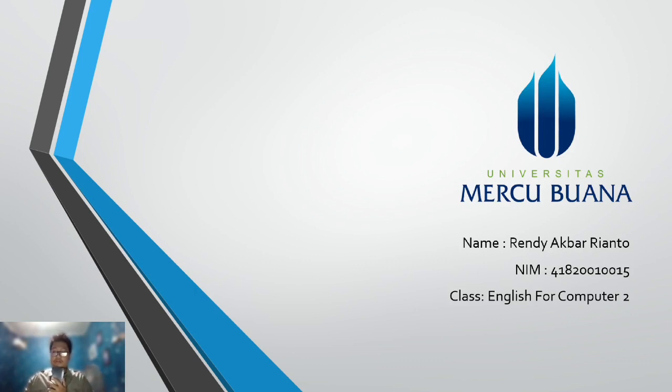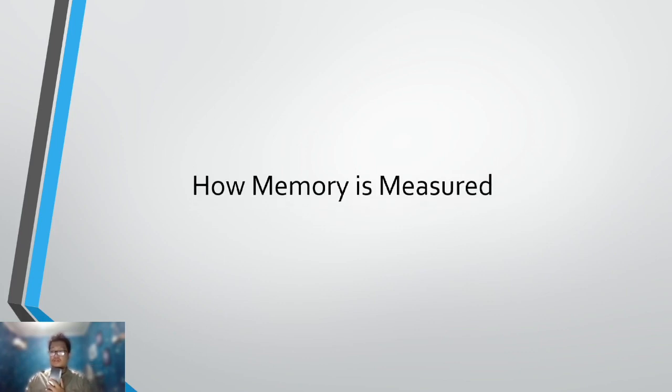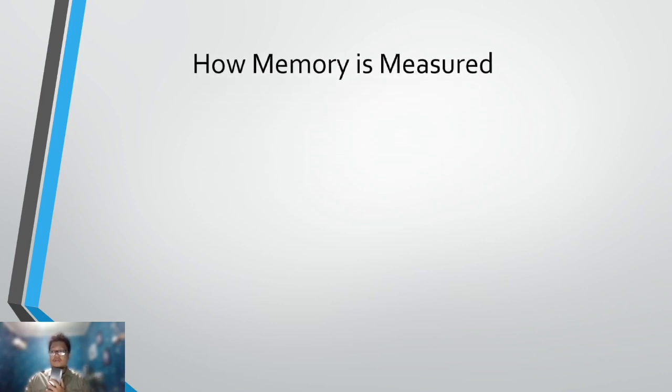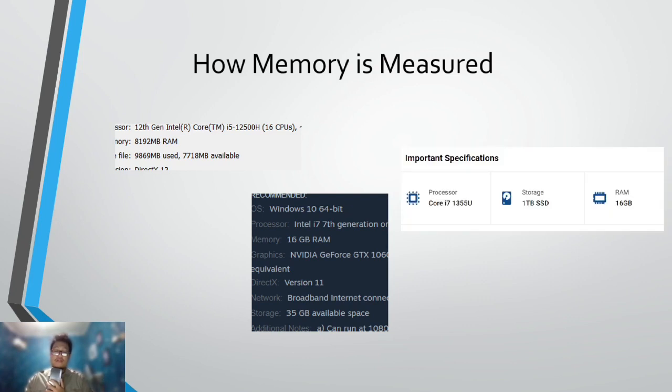Today, I will be presenting on the topic of how memory is measured. When we look at the specifications of an electronic device, such as a computer, laptop, or smartphone, we often see abbreviations like MB, GB, or TB. Although many of us are already familiar with these terms, people new to the world of electronic devices may find them confusing. The text commonly displayed on electronic devices is known as memory.